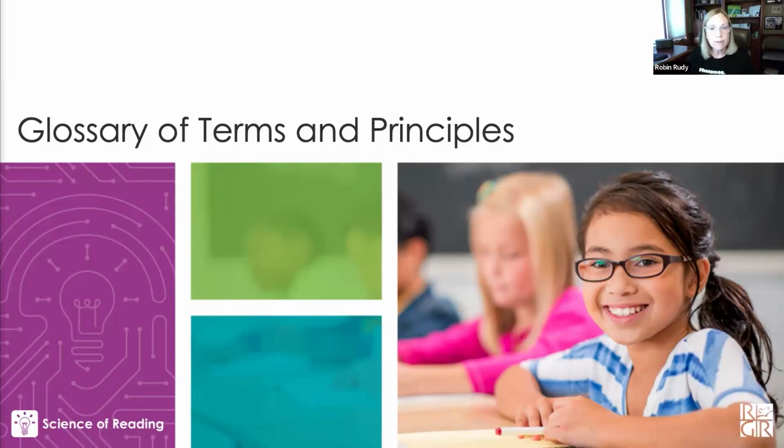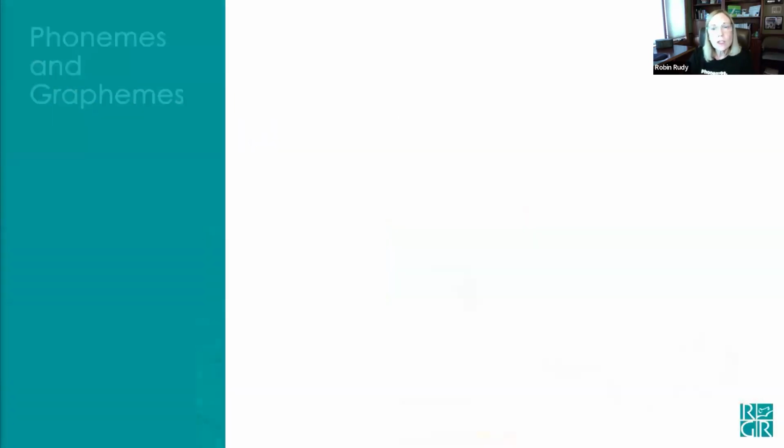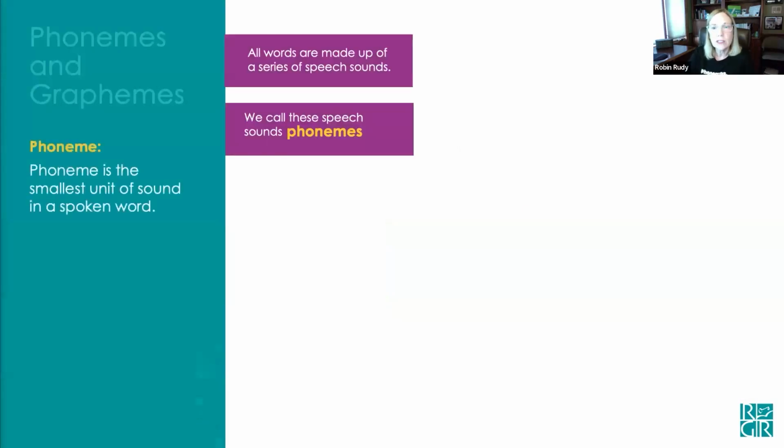So I'm going to briefly go over some basic terms and principles that build the foundation for reading multisyllabic words, and then we're going to jump into those more complex terms. So the first two terms I want to talk about are phonemes and graphemes. Let's start with the premise that all words are made up of a series of speech sounds. In linguistic terms, we call these speech sounds phonemes. By definition, a phoneme is the smallest unit of sound in a spoken word.